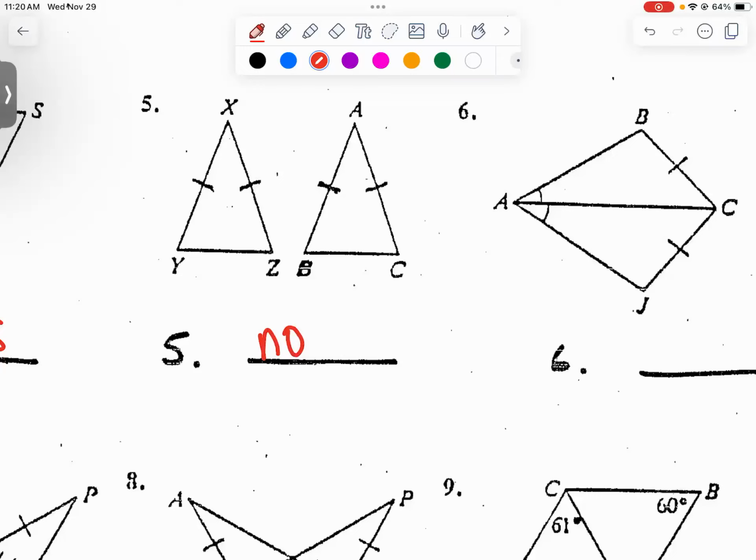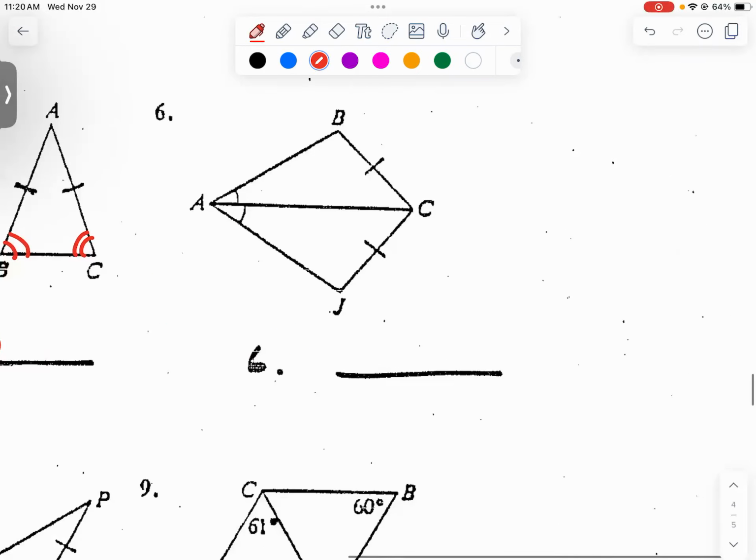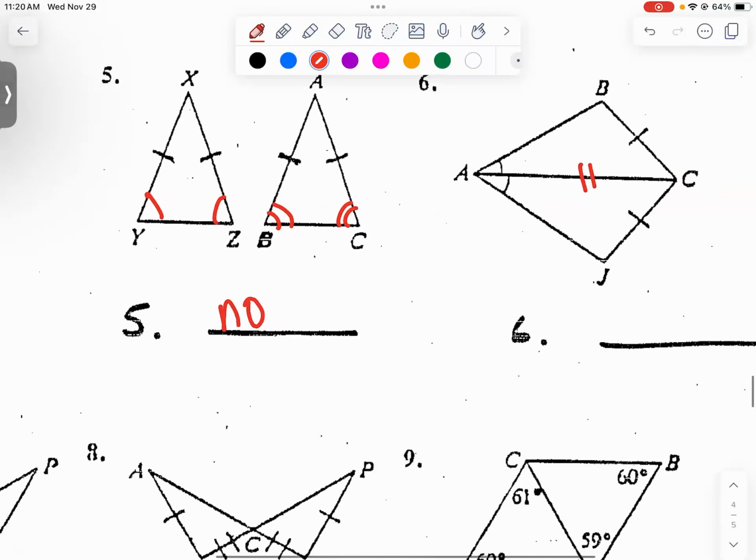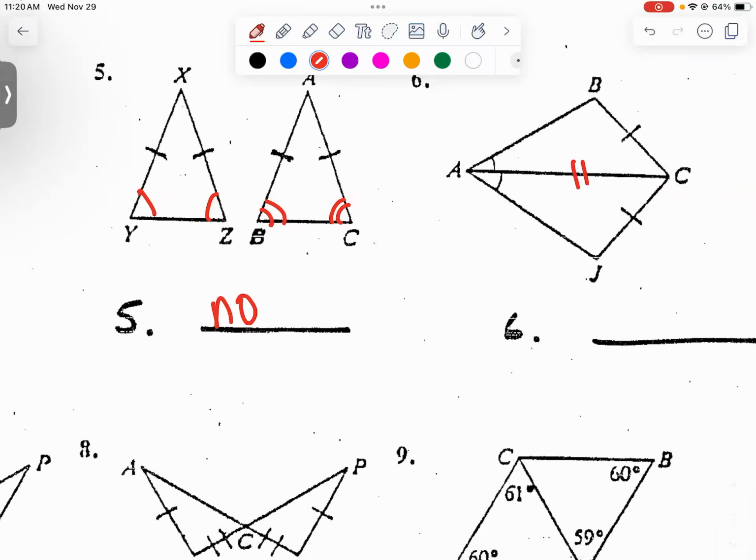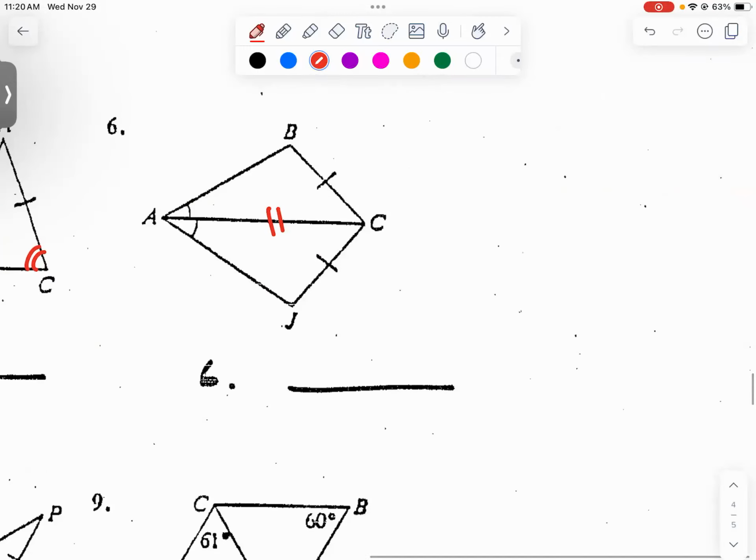So you don't know if the bottom angle, because these are congruent, yes. These are congruent, yes, but we don't know if they're the same. They look like it, but we have no way to prove. Okay? So even though those are good, you can't use angle side. No, because we don't know if Y and B are congruent. We don't know if C and C are congruent. What about 6?